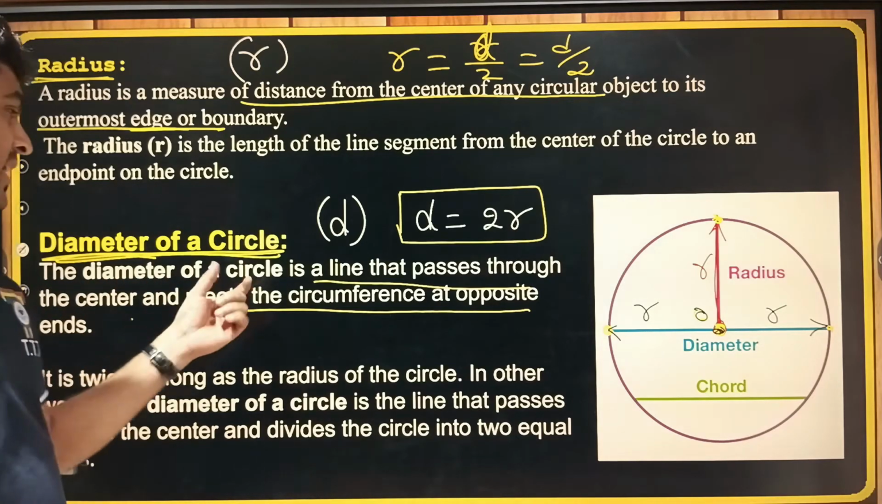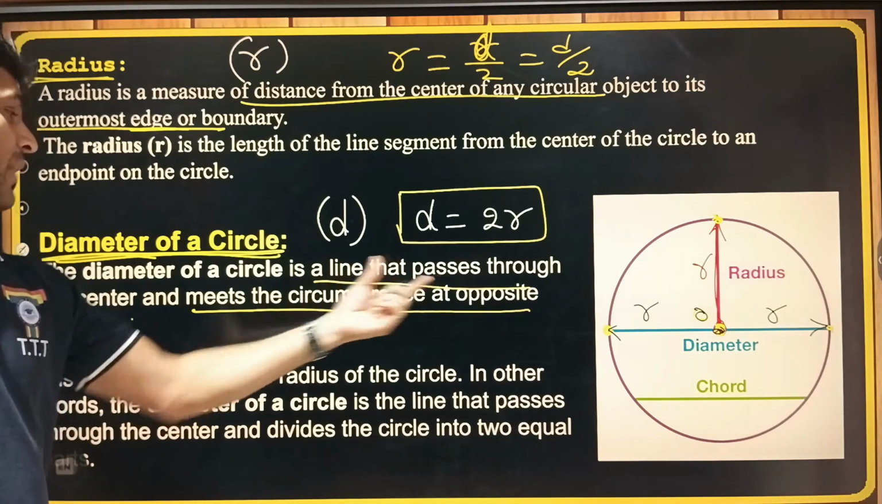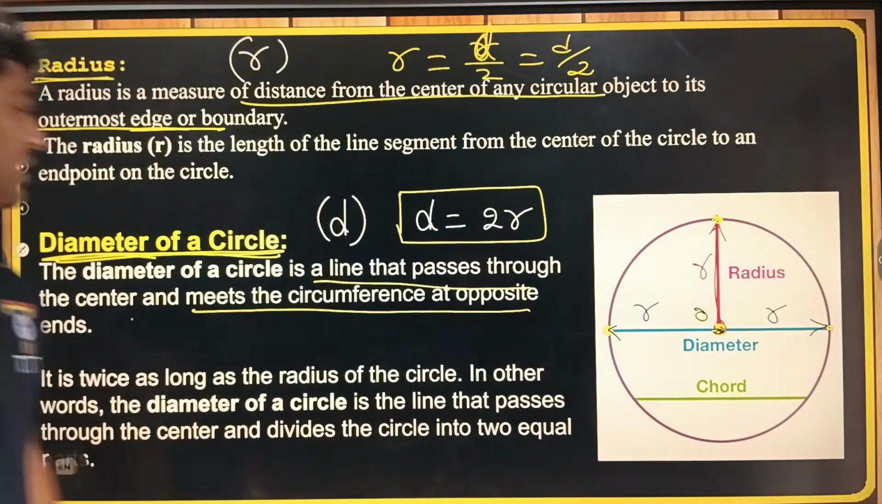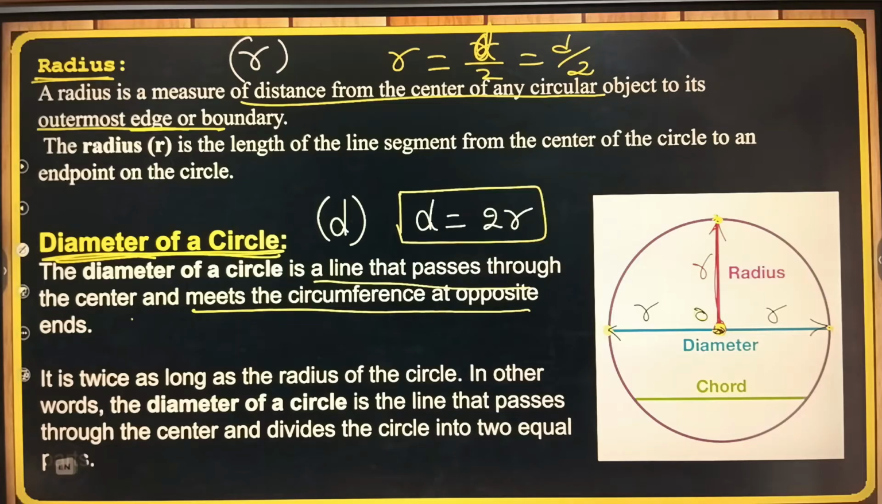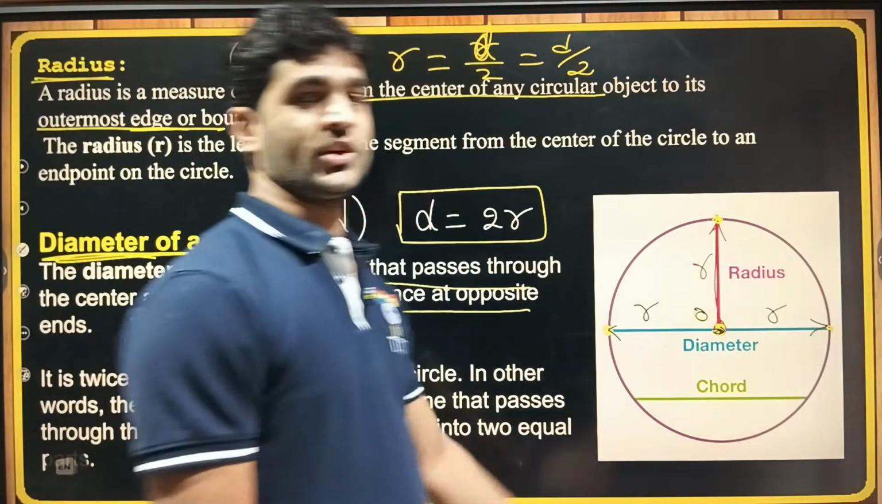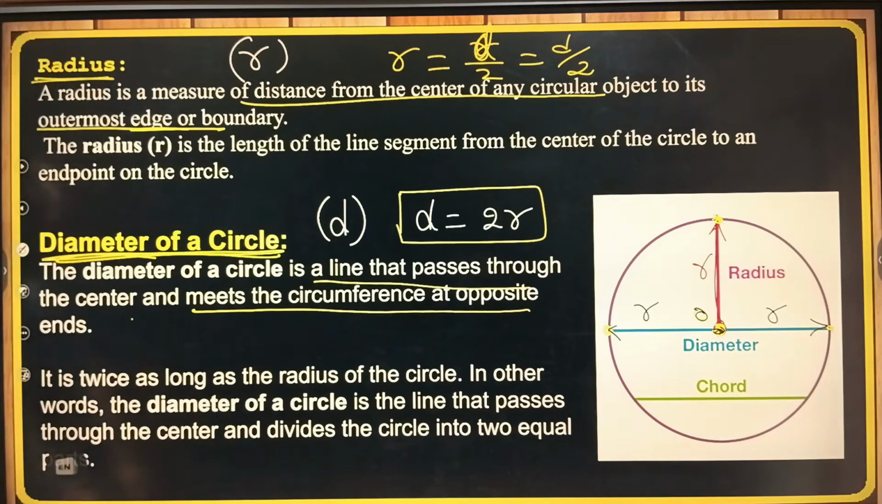So the diameter is a line that passes through the center of a circle and meets the circumference at opposite ends. It meets the circumference at two opposite ends, touching the circumference. That's it. That is what you can consider as the diameter of the circle.